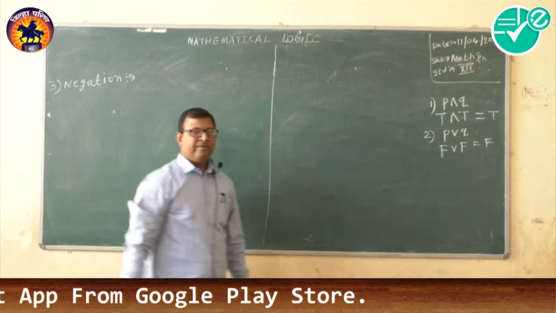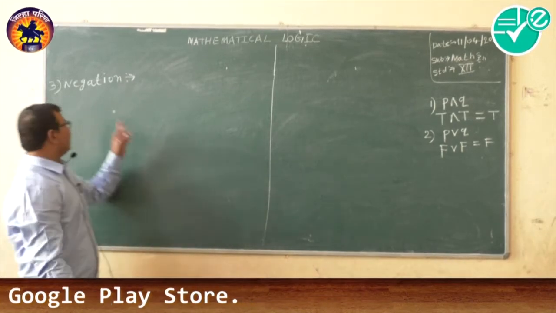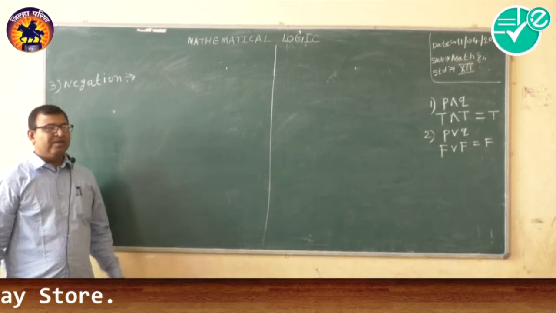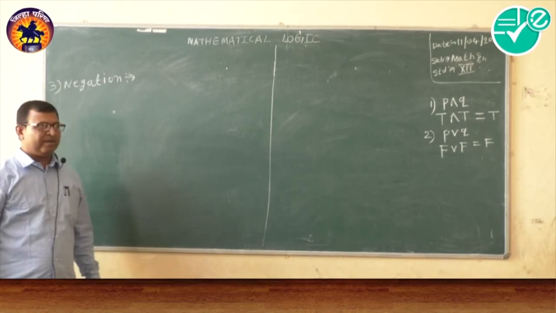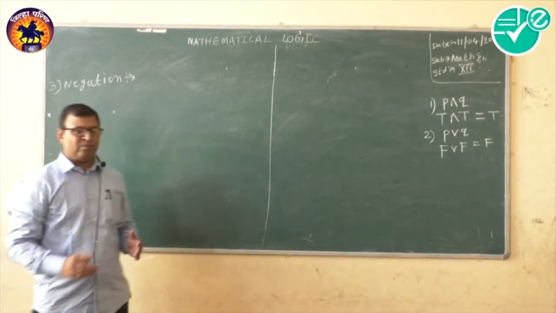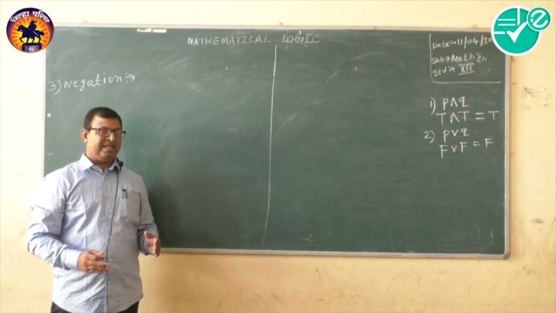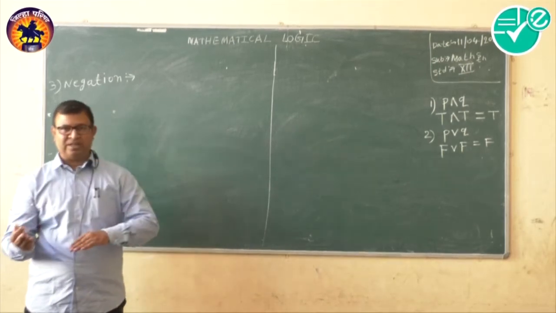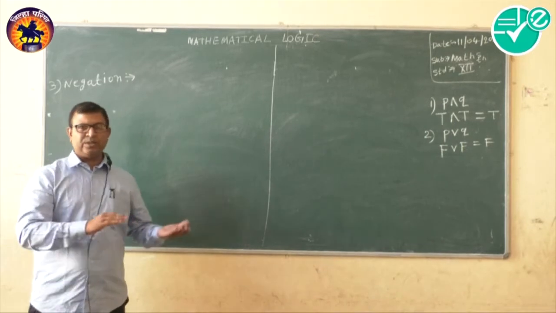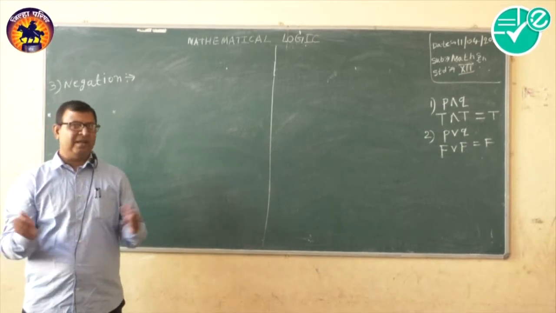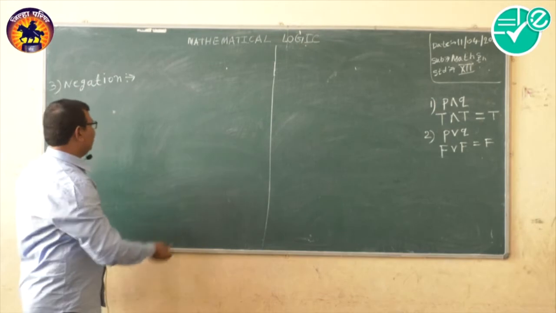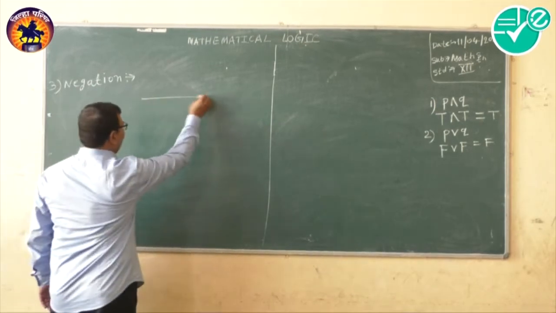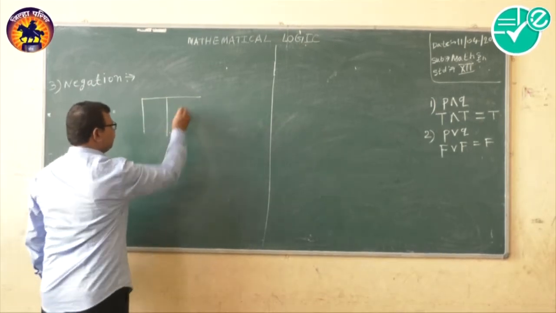Now, the third one we are going to see is negation. Negation means what? Negation म्हणजे सत्याचं negation होतं असत्य, प्लस negation होतं मायनस. आलं लक्षात तुमच्या?